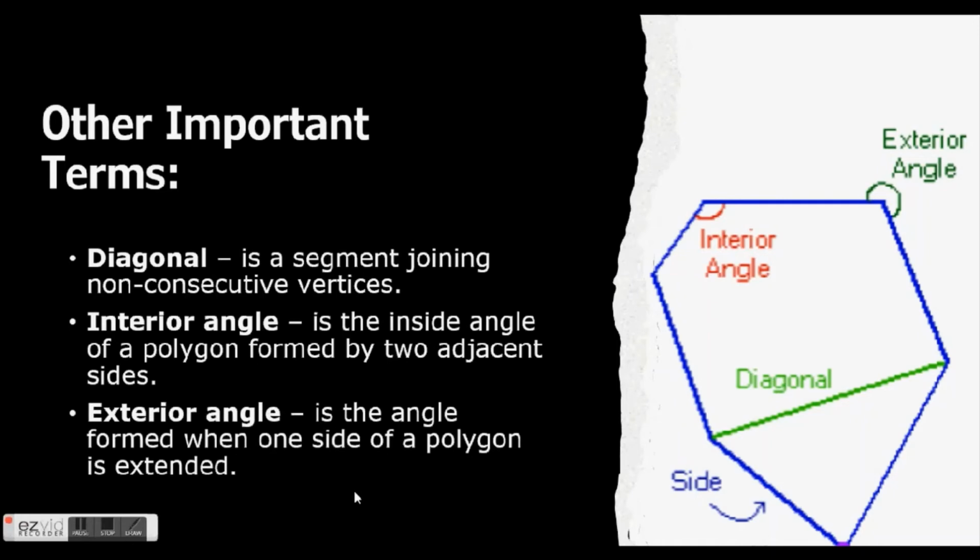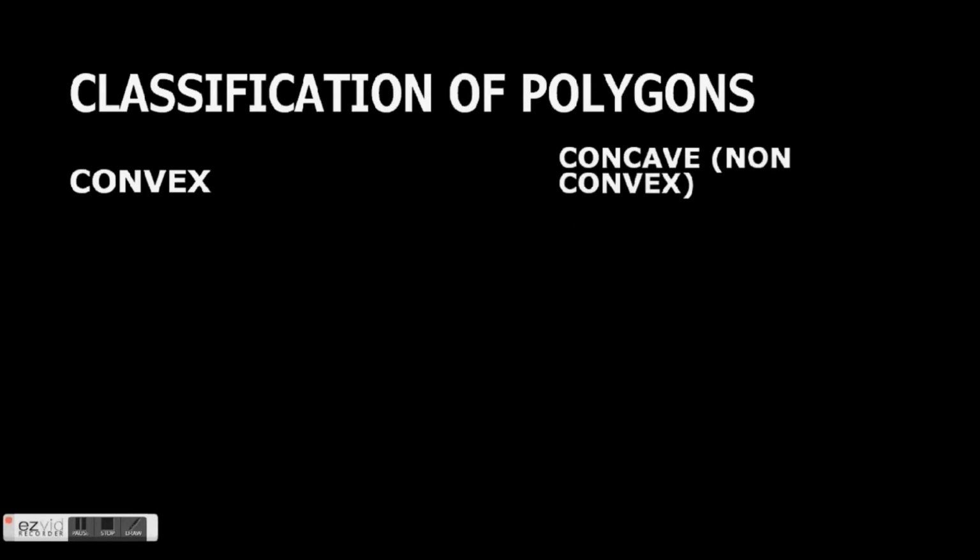And of course, we also have the exterior angle. The angle formed when one side of a polygon is extended. So, ito yan. For example, itong side na ito ay ma-extend pataas. Ayan. Siyempre, magkakaroon dyan ng angle. Then, that is what we call the exterior angle. So, ito na yung side, example, side at yung vertex. Yung mga endpoints. We have 2 classification of polygons, the convex and the concave or the non-convex.